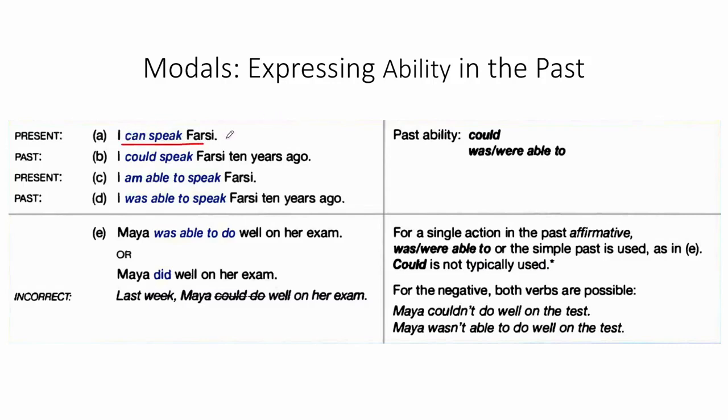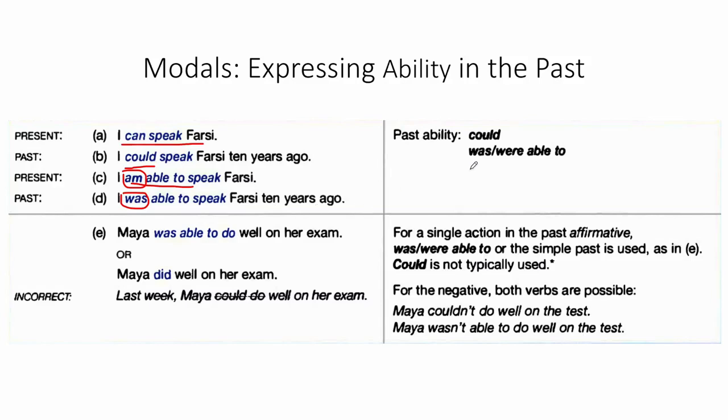Now the past, how do you do that? Simply you conjugate the modal can into the past, and it becomes I could speak Farsi 10 years ago. In the past I could do this. Also we have said that we can use be able to in the present. So how can you make this in the past? Simply you put this auxiliary, which is in the present, into the past, and it becomes I was able to speak Farsi 10 years ago.